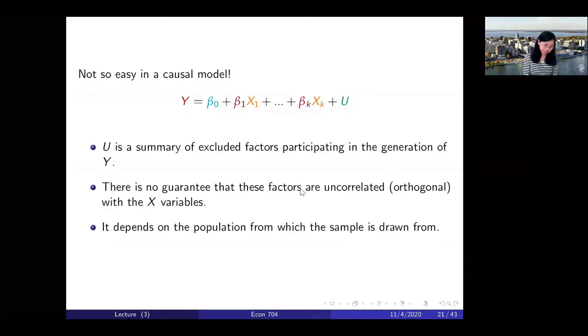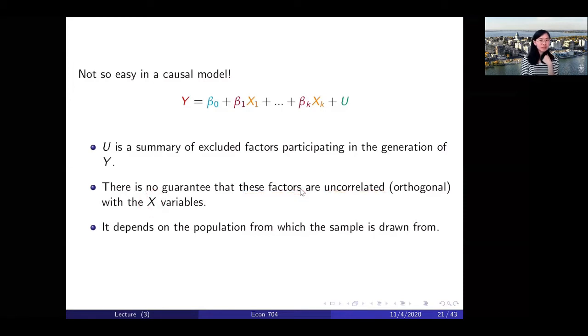And in that story, the unobservable, the error term, is a summary of all the factors excluded from the equation but that participate in the generation of y. So U summarizes all the excluded factors, factors excluded from our linear regression equation but that may be relevant for how y is determined. Those factors have real economic meaning, and there is no guarantee that these factors are uncorrelated with the x variables.